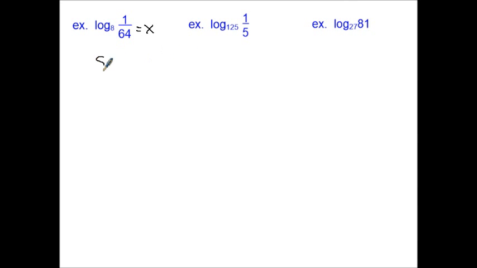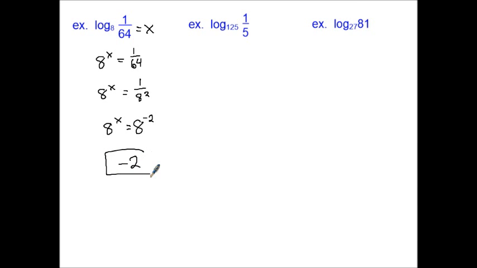So again, just running through my steps here. 8 to the x, again, my manufactured x that doesn't really mean anything for this problem, equals 1/64. Well, 1/64 is 1/8 squared, and I really wouldn't expect you to do that step. I would more expect you to go straight to 8 to the -2, and then the one-to-one property takes over, x equals -2. But again, I'm going to ignore my manufactured x and just say -2 is my answer, so 8 to the -2 equals 1/64. Now granted, those steps may or may not be necessary, depending on your particular skill at mental math.